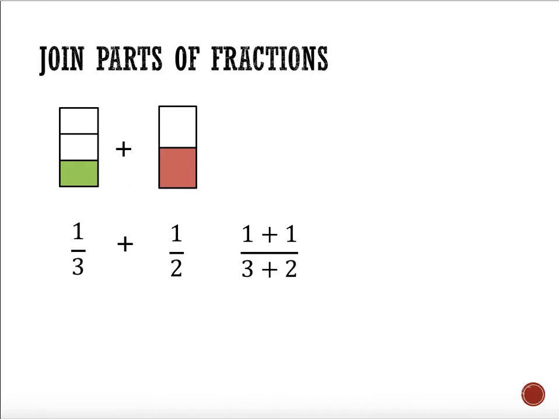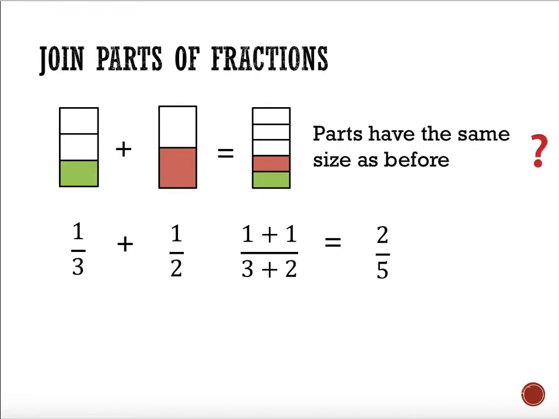Maybe I can add just the numerators and denominators. Okay, I get 2/5. Now how do I represent this as a diagram? Maybe this is how I would do it. But the parts don't have the same size as before, and if I increase the size, then the whole which is divided into these different parts will be increasing. My whole cannot change, so obviously my calculation here is incorrect. This is one of the most common mistakes that people make, adding the numerators and denominators, which is incorrect. Please do not do that.